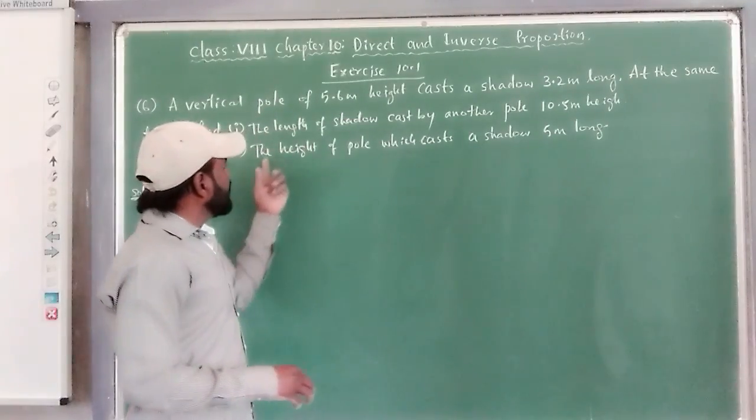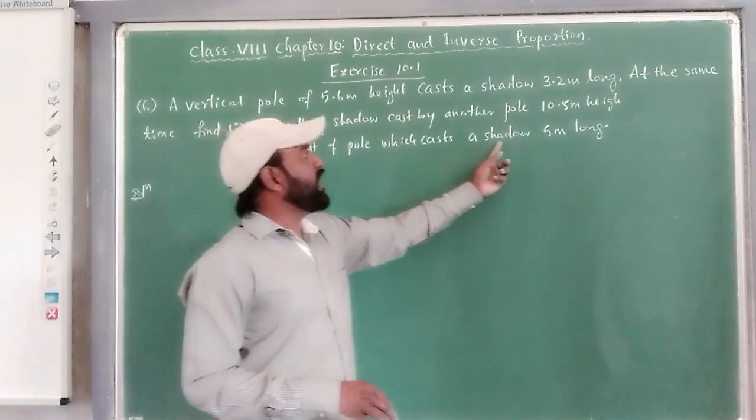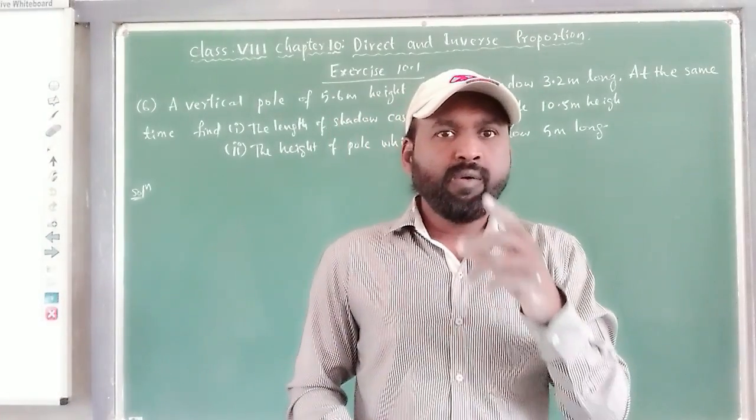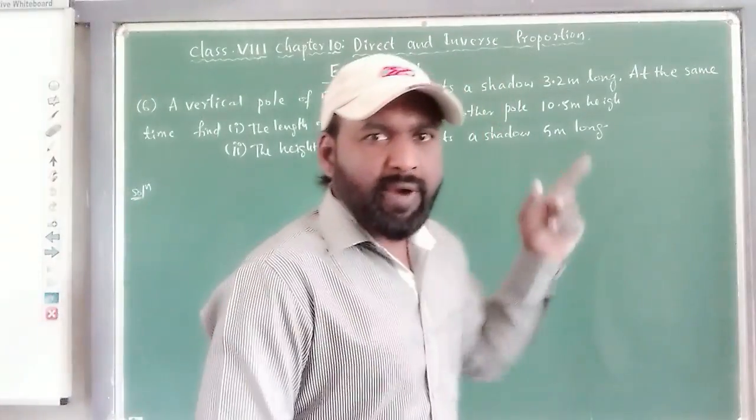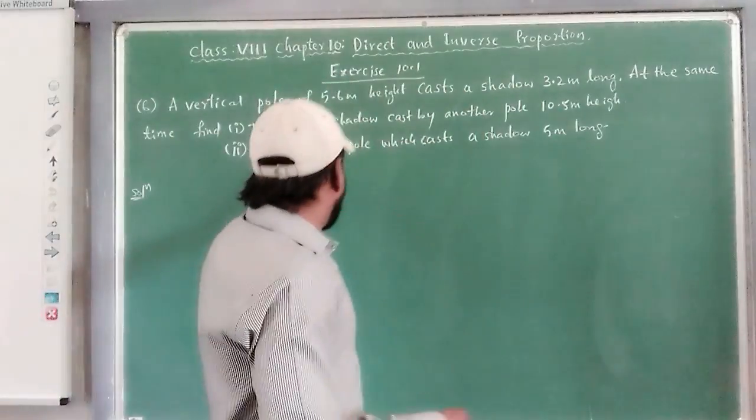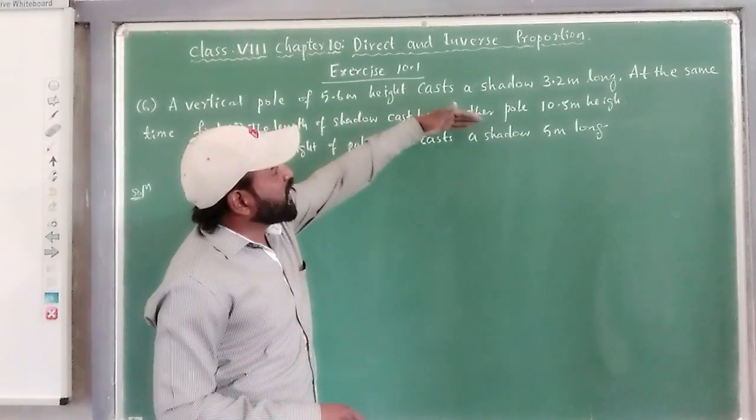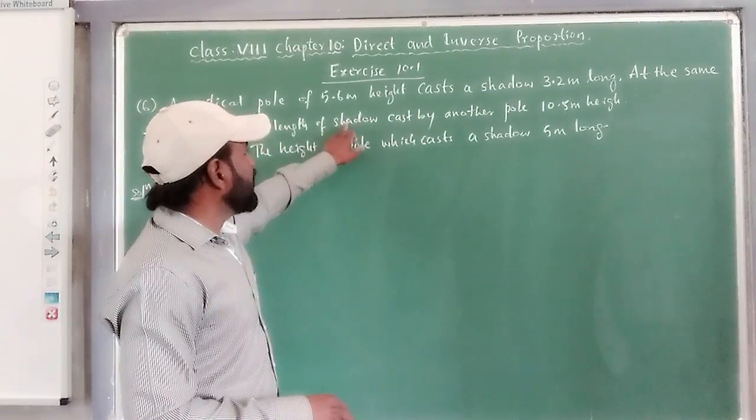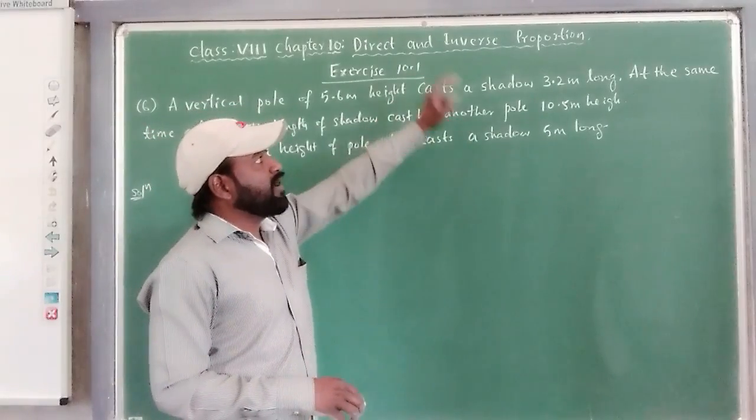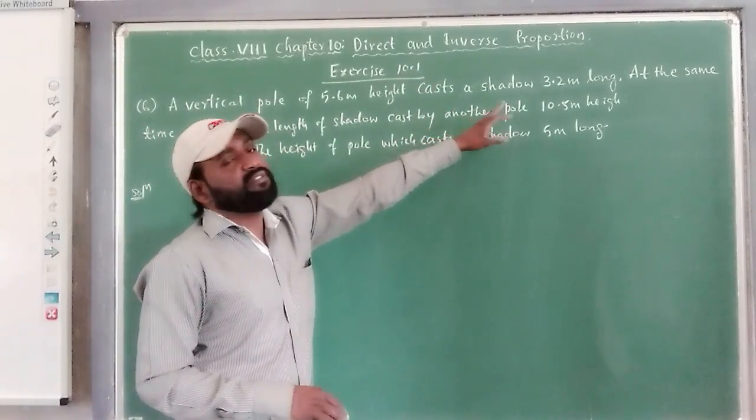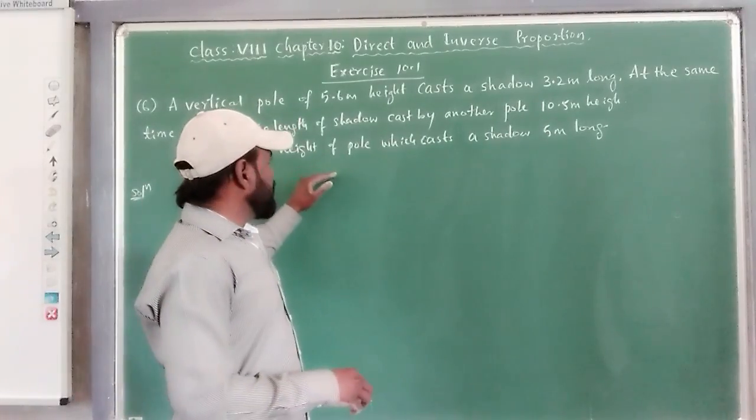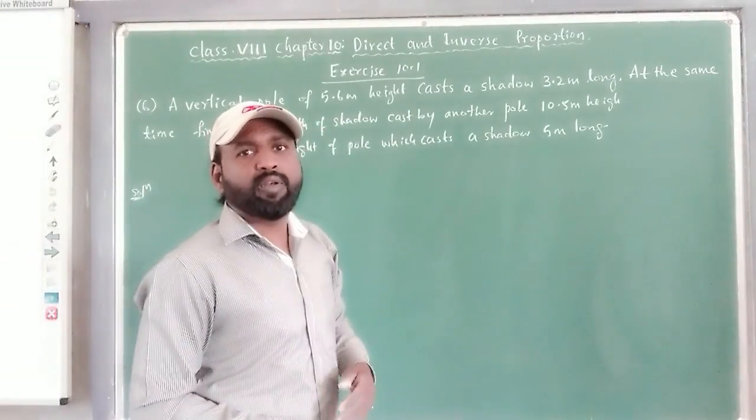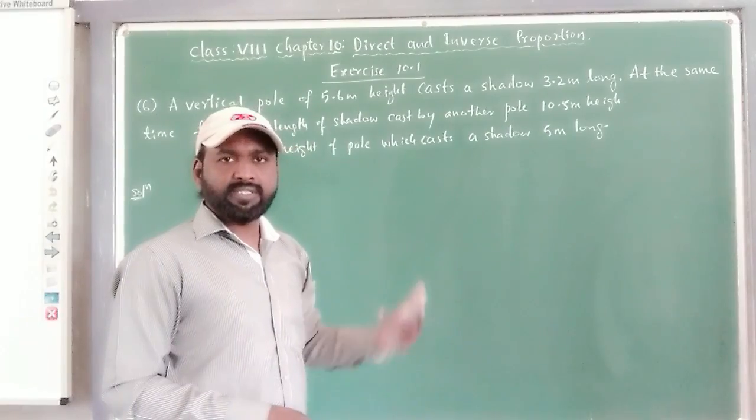That is the first thing we need to find. The second thing: the pole casts a shadow of 5 meters long. In the first situation, the height of the pole is given and we need to find the length of the shadow. In the second situation, the length of the shadow is given as 5 meters. What is the height of the pole? We have to find. So there are two questions in the same one.